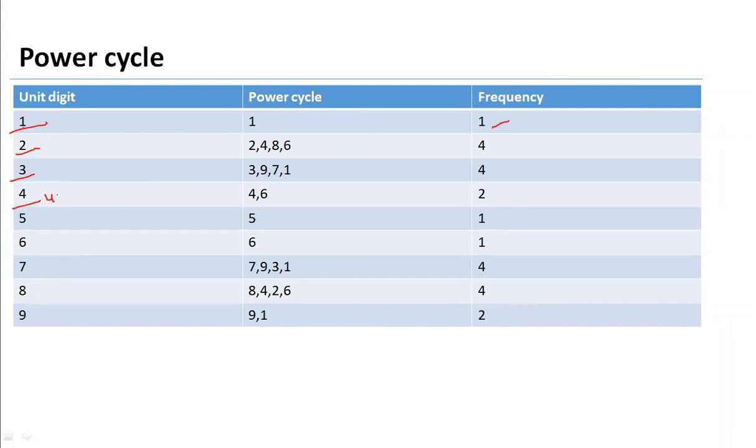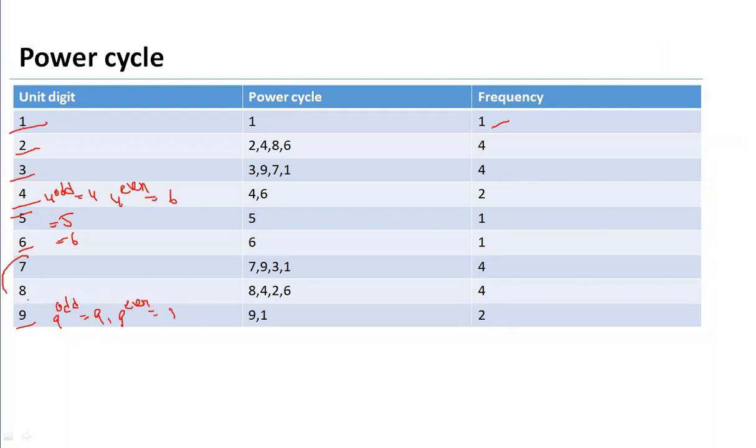Next, 4 power odd number is equal to 4. 4 power even number is equal to 6. 5 power anything is 5. 6 power anything is 6. 9 power odd number is equal to 9. For this also you will have the same logic: 9 power odd is equal to 9 and 9 power even number is equal to 1.